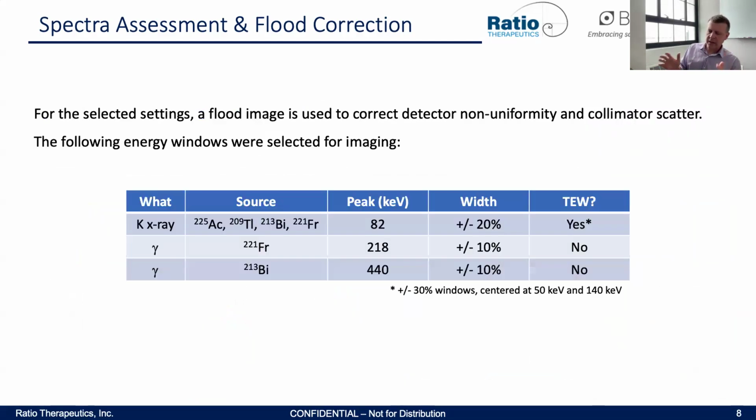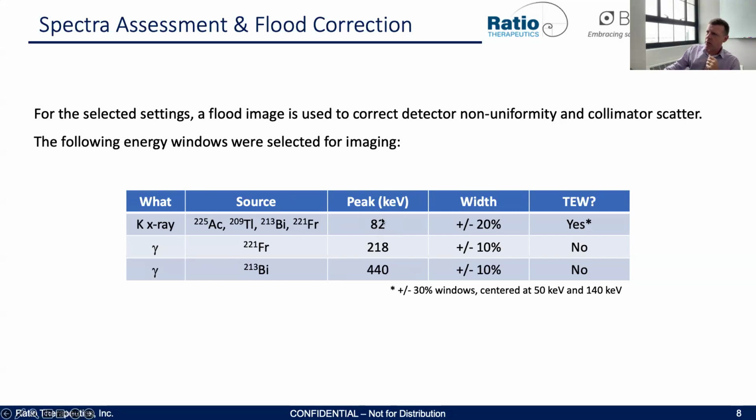So once we selected those settings and could focus on those items, just a standard flood image was collected for correction of detector non-uniformities and to help address scatter from the collimators. And we picked the following energy windows summarized in this table for the imaging.